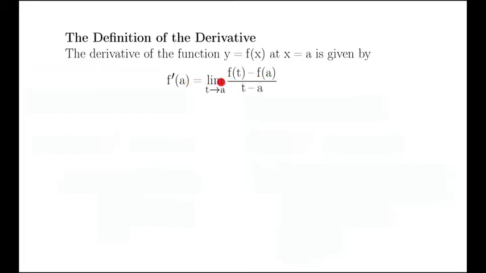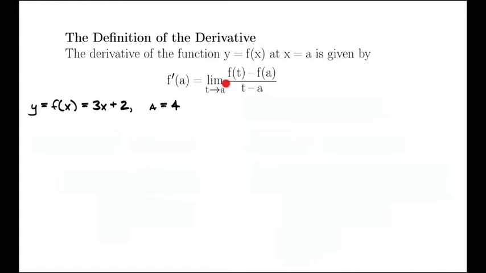And here's its definition. This limit as t approaches a of this difference quotient. Let's look at how we can use this in an example. Let's take the example f of x equals 3x plus 2 and the point a equals 4, and let's apply this definition to find the derivative of f at 4.